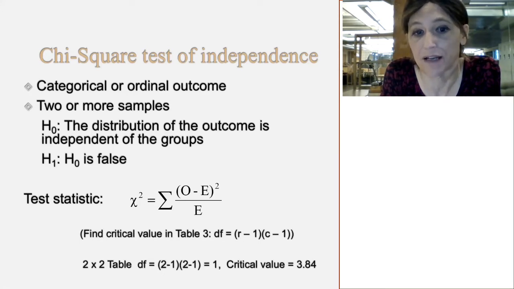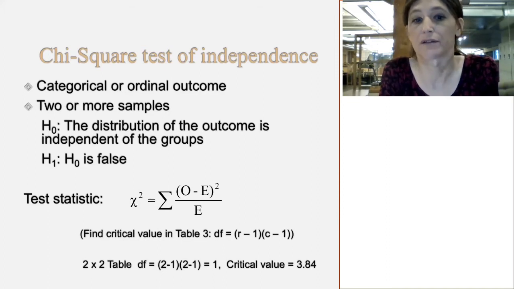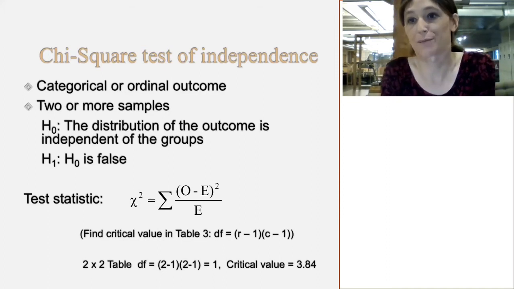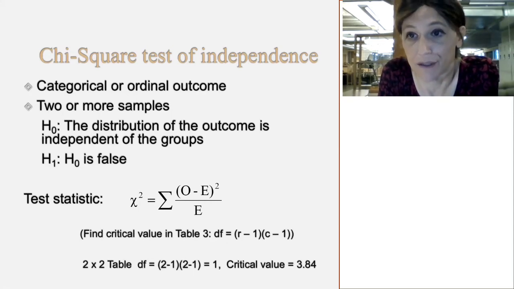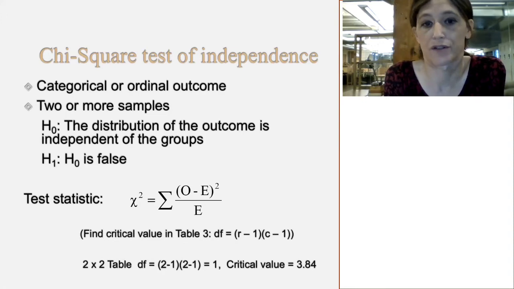If you look at table 3 in your textbook, in the appendix, you can actually look up a critical value. In this case, for a 2 by 2 table, the critical value is always going to be 3.84. For different shapes of tables, the critical value will be different. But ultimately what we want is a p-value, and we can have a statistical software program calculate a p-value for us, just like we did with t-tests.